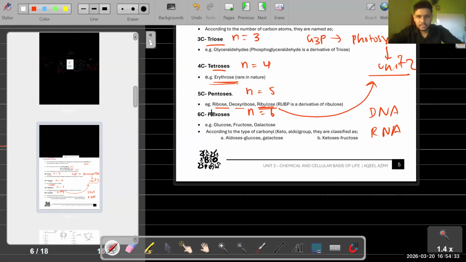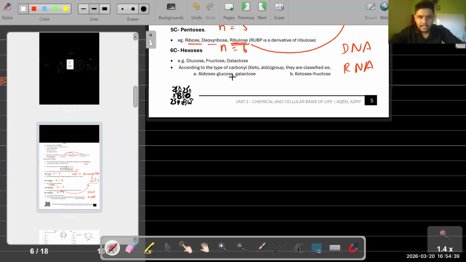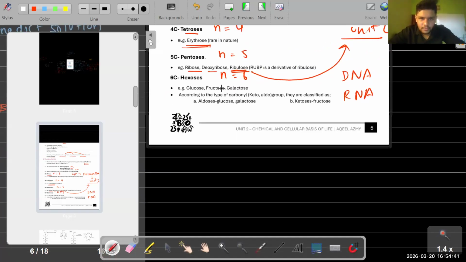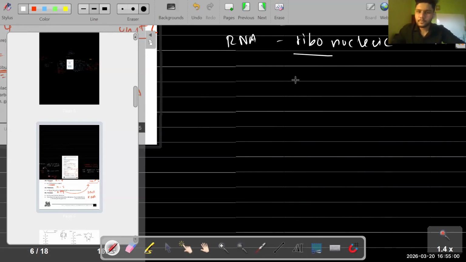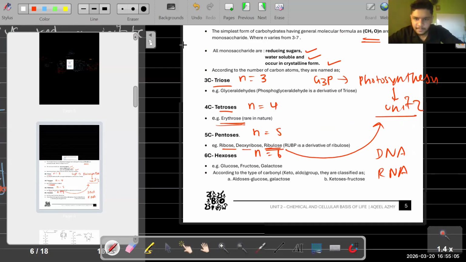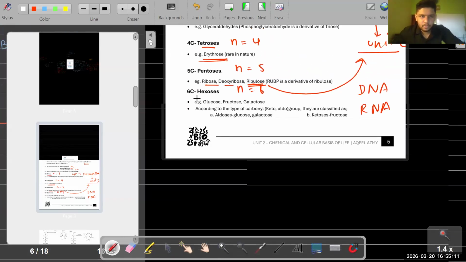So hexoses means in (CH2O)n, that n value is 6. Right. Here we are coming across three sugars: glucose, fructose, and galactose. Is this the first time you're coming across these words? No, you have learned this under your O levels, right? Now here we will be going deeper. We are not going deeper about trioses, tetroses, pentoses. We are going a bit deep on hexoses only, right? So this is an important one.